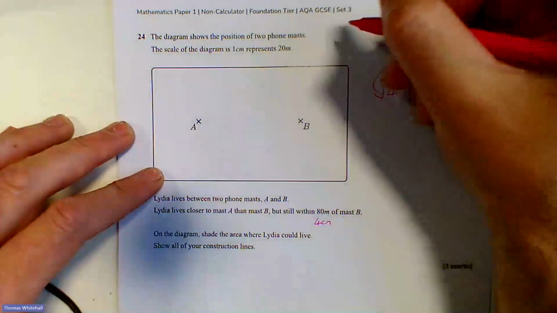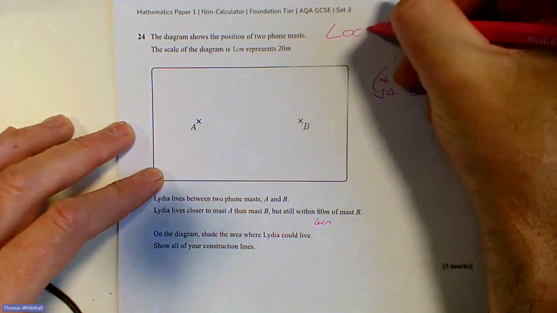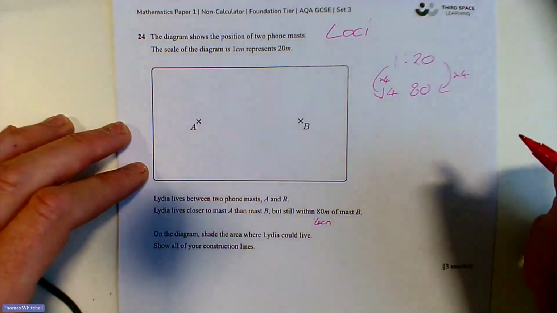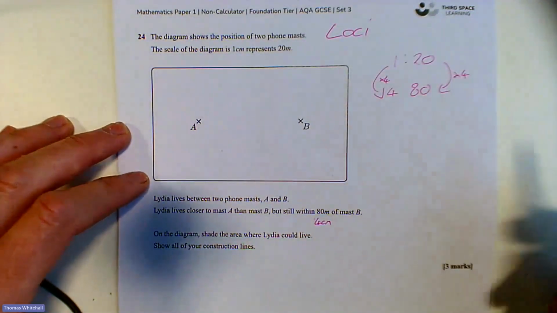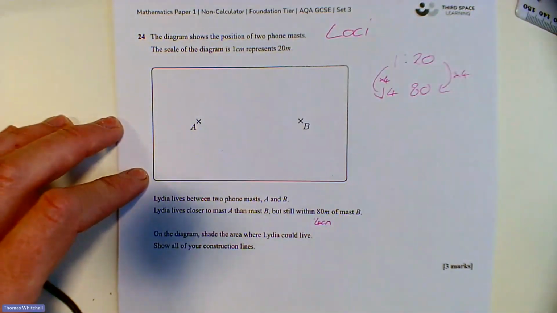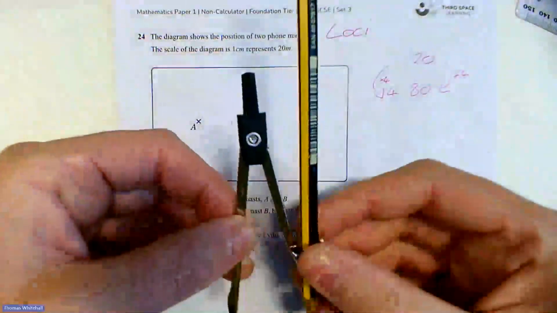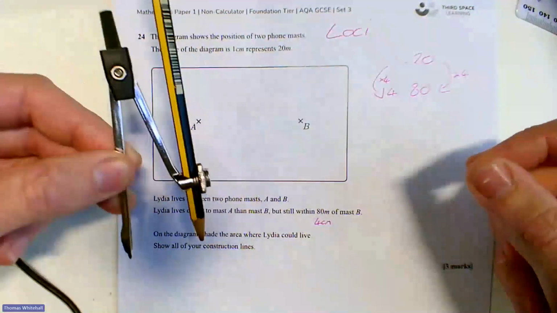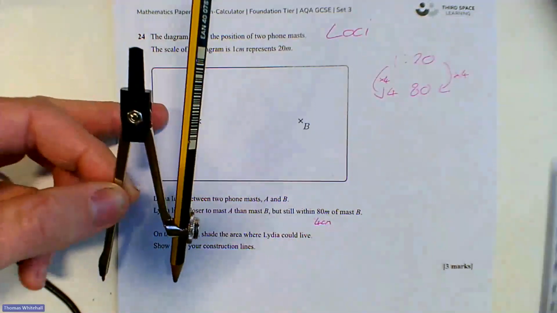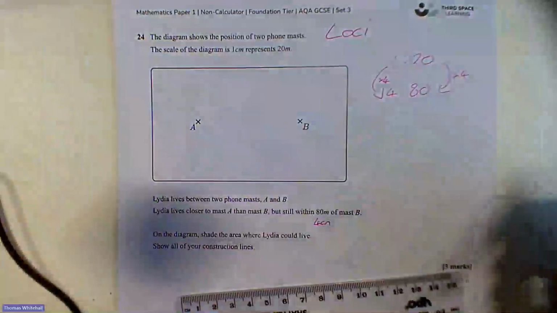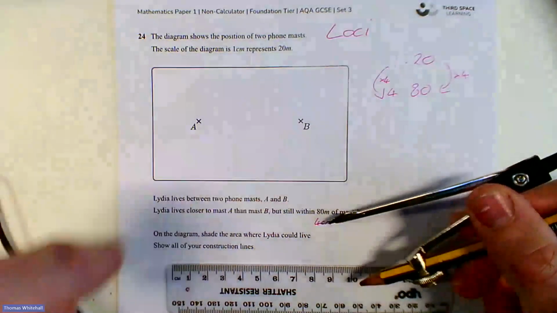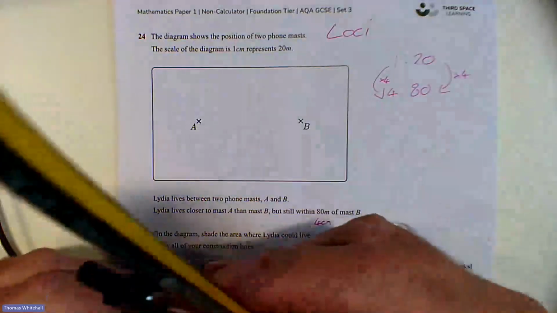And this comes under the topic of loci, or loci, whichever you prefer, okay? And it's all about distances away from things. Okay. So when it says construction lines, generally we know we're going to need one of these. So we've got our compass there. Now, the first bit of information that we worked out was that she was going to live on the map, within 4 centimetres of mast B.